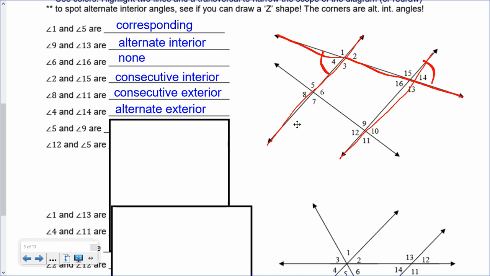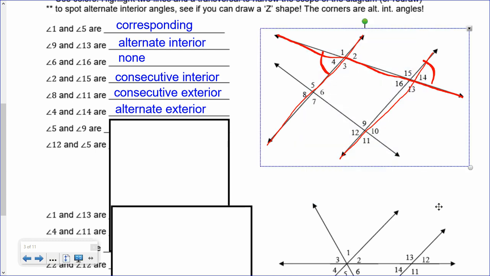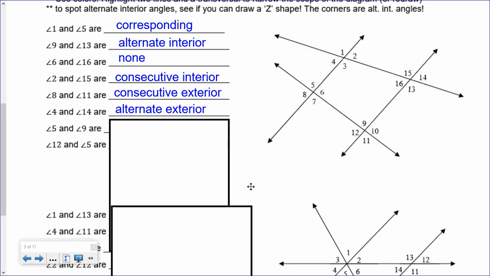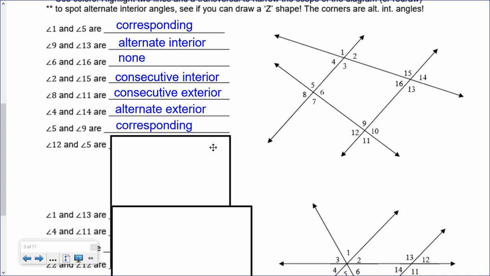Alright. And then delete. Okay. Then we have 5 and 9. I'm going to do these a little faster. I'm not going to trace. This is the line that they have in common, and the lines that they're crossing are these two. Alright. 5 and 9 are here and here. This is in the upper left-hand corner. This is in the upper left-hand corner. So those two are corresponding.